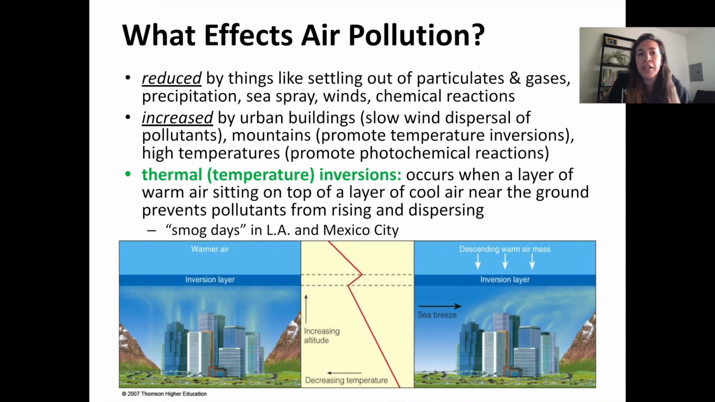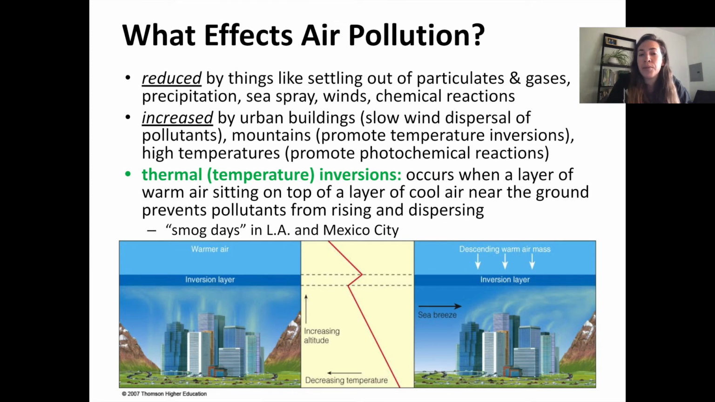So in outdoor air pollution, air pollution is going to be reduced by the settling out of particulates and gases, and this can be induced by precipitation, by sea spray. Pollution can be moved from one area to the other by wind, and certainly we can eliminate primary pollutants through a series of chemical reactions.